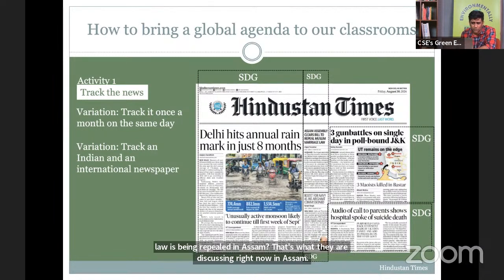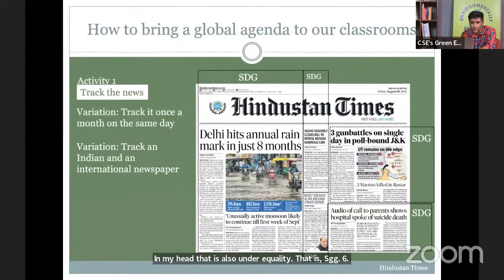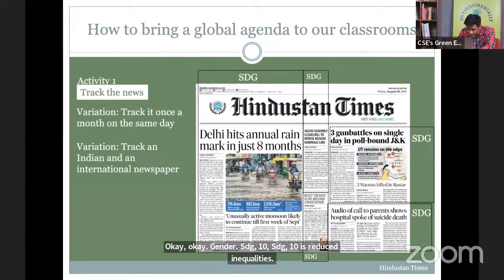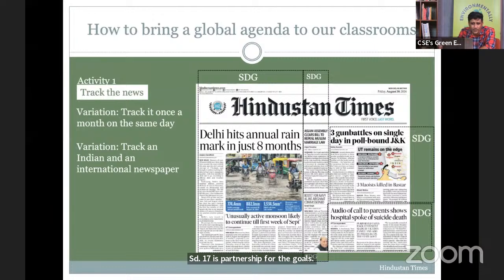In my head, that is also under gender equality. That is SDG 5, but there might be other extensions of that as well. SDG 18? We don't have an SDG 18. Interesting. Okay. Gender. SDG 10. SDG 10 is reduced inequalities. Okay, maybe. SDG 17 is partnership for the goals. I don't know how we will get it. Okay. Partnership for the goals.